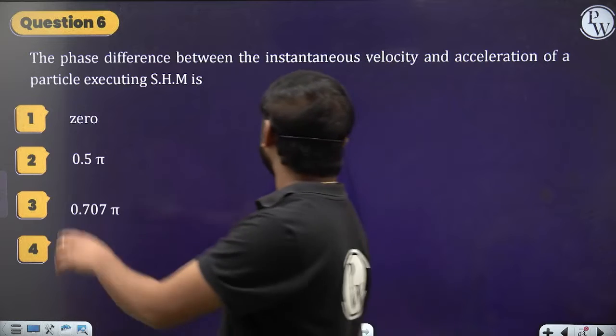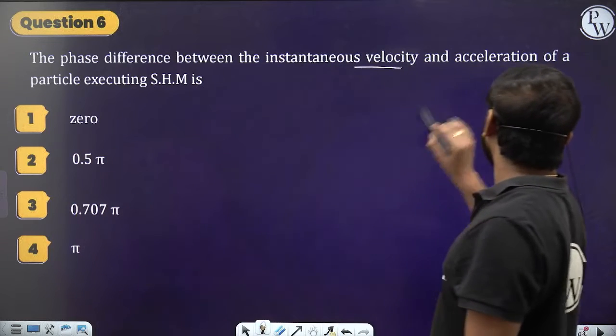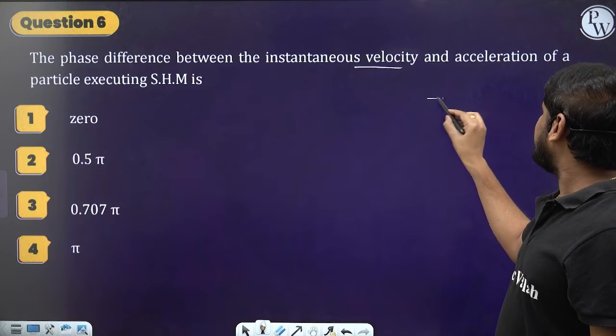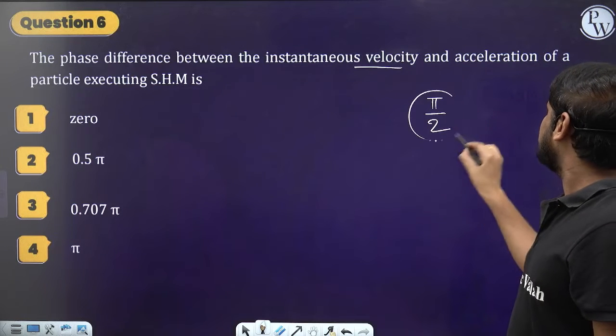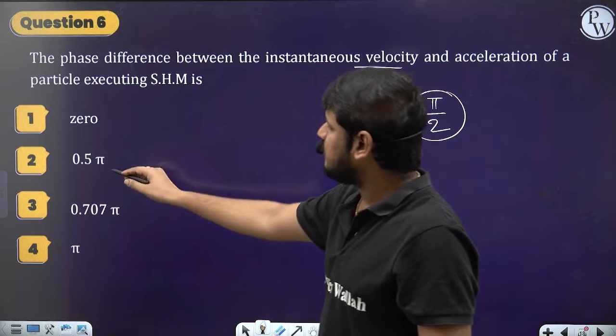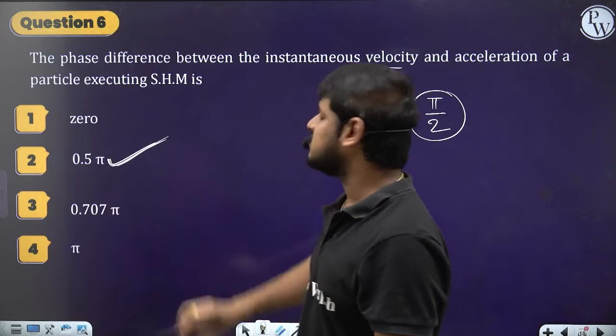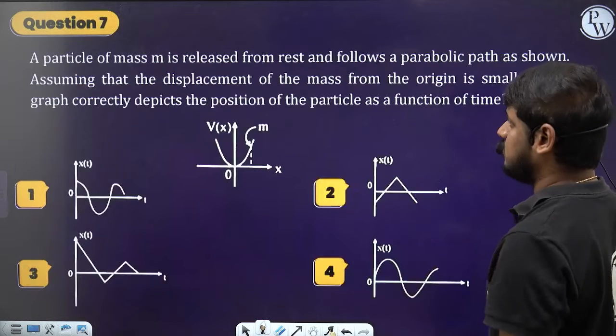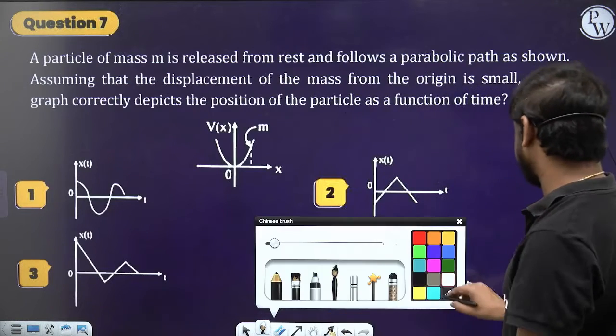The phase difference between the instantaneous velocity and the acceleration, between V and A, should be pi by 2. So pi by 2, 0.5 pi, which is nothing but pi by 2. Not 0.707 pi. So the next question.